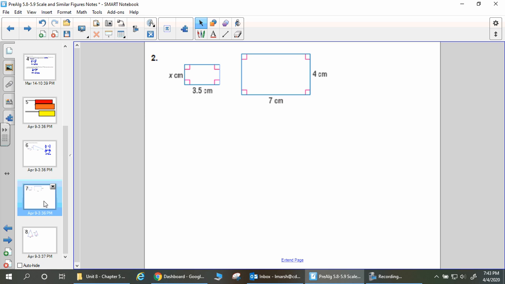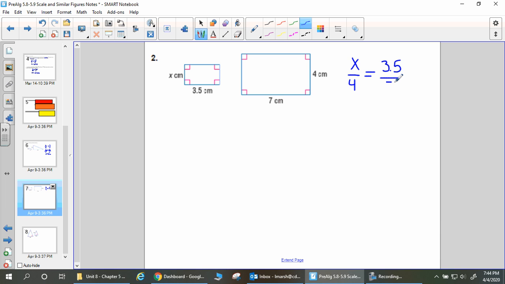Here's another one. This one's rectangles. So again, we just want to match up the pieces that match. So think about how a rectangle has a short side and a long side. The fact that the X is on the left side and the 4 is on the right side doesn't matter. Remember, the left and right sides in rectangles are the same. So the X matches with the 4. The 3.5 matches with the 7.